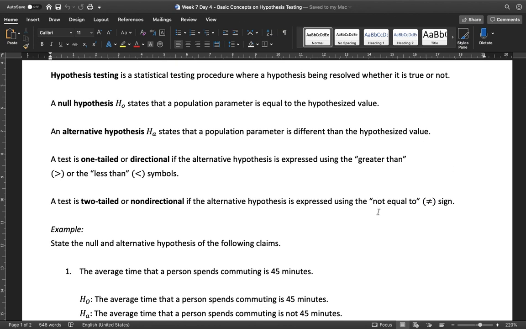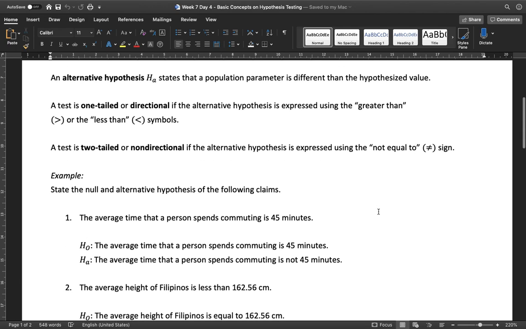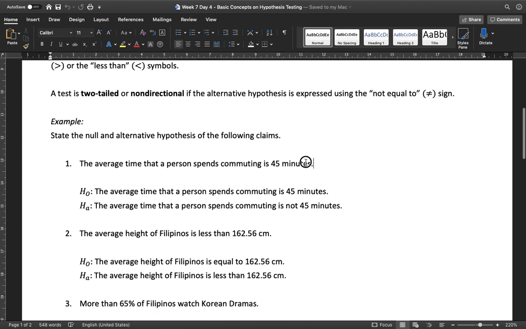So, let's have some examples of how we're going to do this. Given the following claims, let's state the null and alternative hypothesis. The first one: the average time that a person spends commuting is 45 minutes. Sinasabi natin na yung average time daw ng isang tao na nagko-commute siya ay 45 minutes. So, the null hypothesis here is that the average time a person spends commuting is equal to 45 minutes. And ang alternative hypothesis niya, average time that a person spends commuting is not 45 minutes.